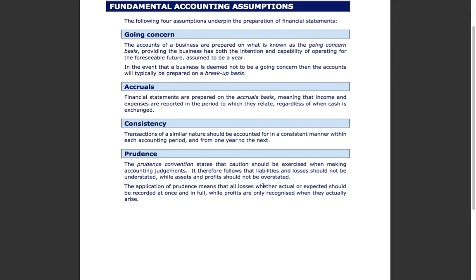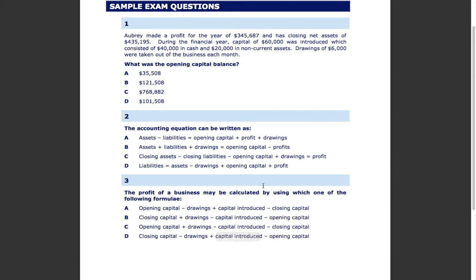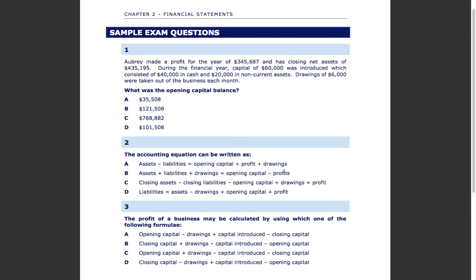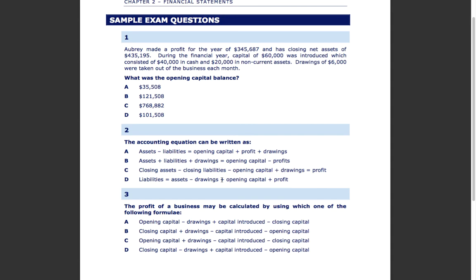So that your liabilities and your losses are not understated. Nobody likes liabilities, nobody likes losses either. Everyone loves profits and assets, but don't do that. You need to be honest. That's the prudence concept. And these are the sample questions that I'll give you the answer to in our next video.